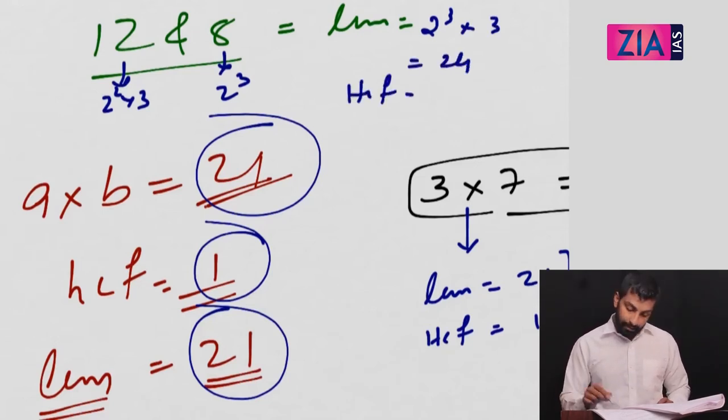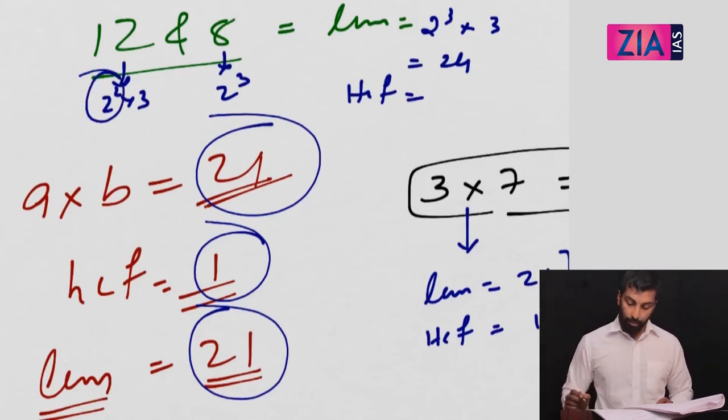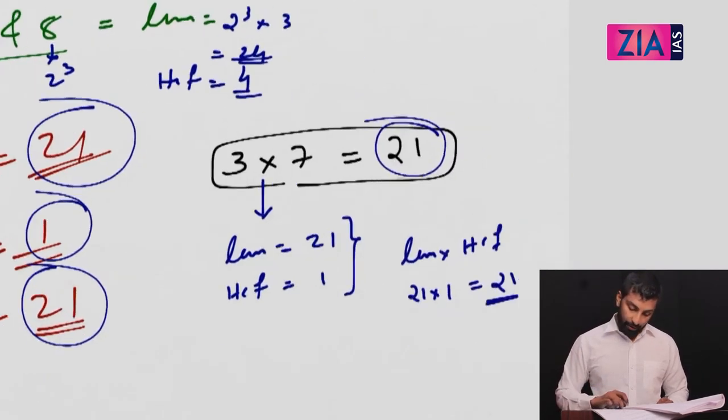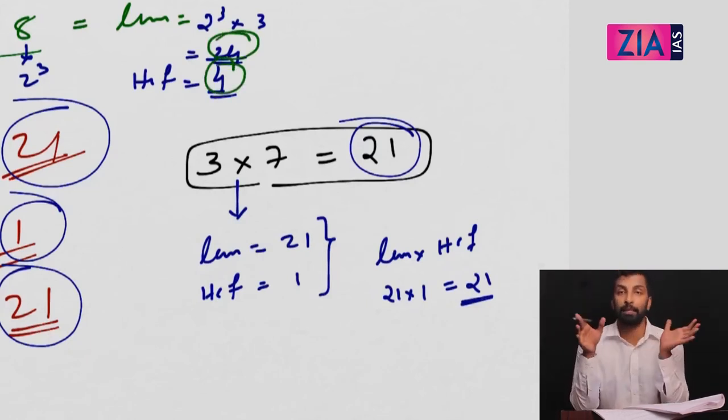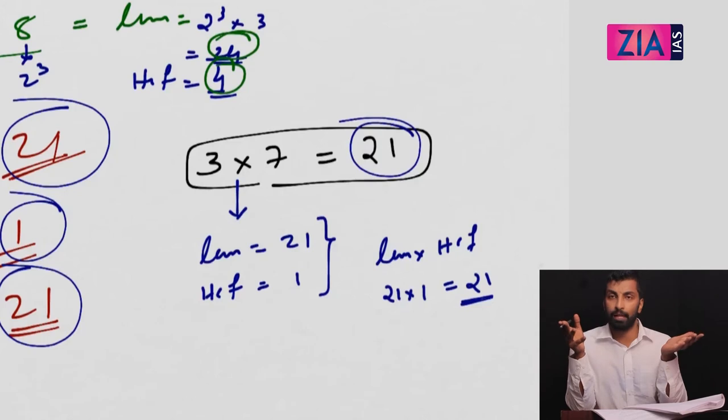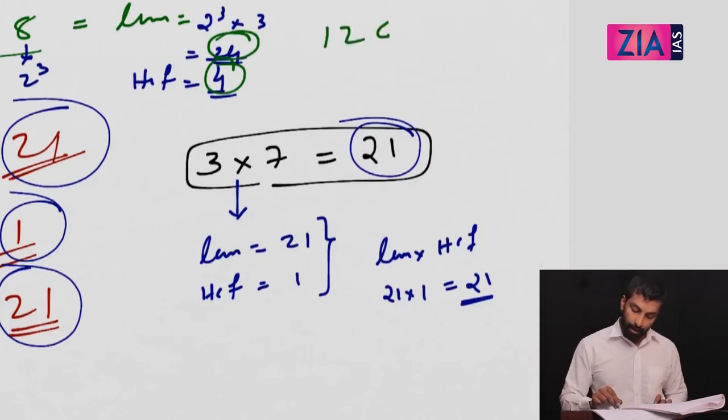What is the HCF? HCF will be the common part. That means 2 square is common, that is 4. HCF is 4. Now you can make a question, right? So LCM is 24, HCF is 4. You know this. All this information is with you. You know the numbers also that you have taken. What are the numbers? 12 and 8.